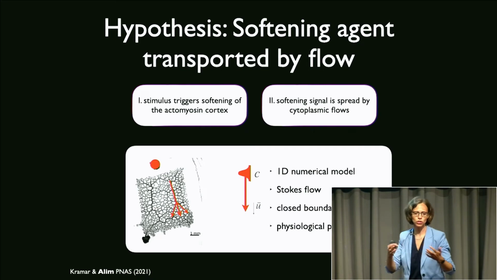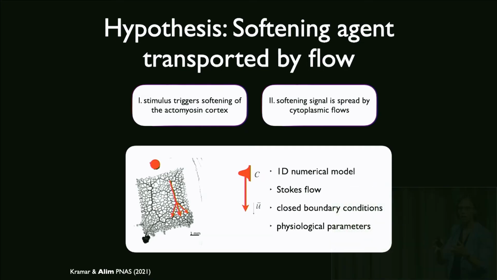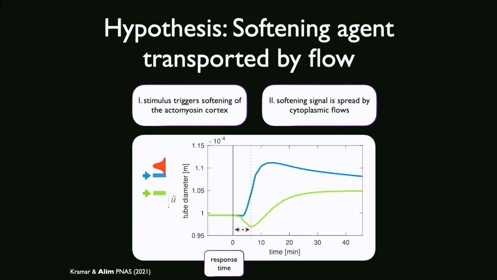We know the physiological parameters, so we can really nicely describe the flows that are arising due to contractions. And so the only hypothesis that we put into the model is that we put down a softening agent, and as it travels, it softens the tubes. And so now if we look at these dynamics, we observe the following, that tubes close to the stimulus site, after the stimulus, again at time 0, they rapidly dilate.